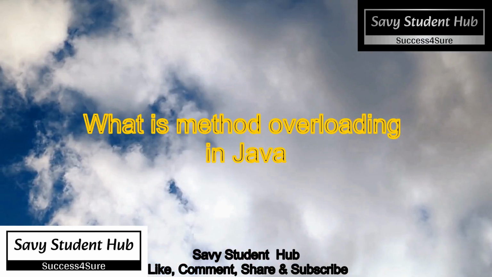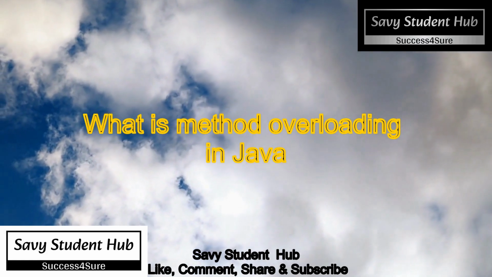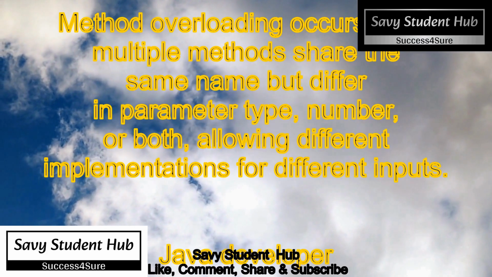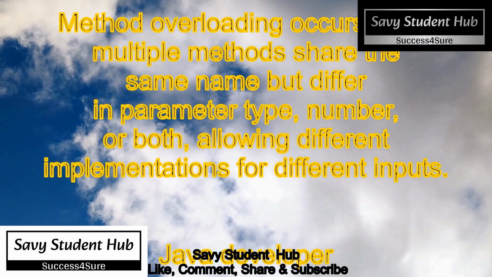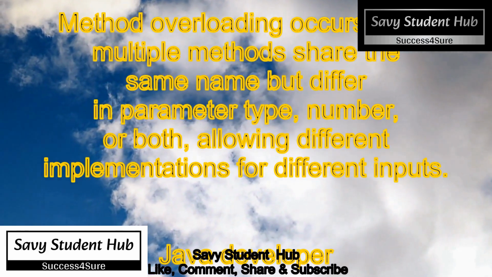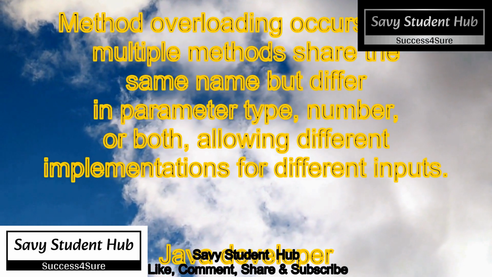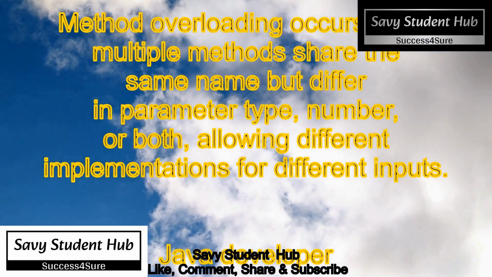What is method overloading in Java? Method overloading occurs when multiple methods share the same name but differ in parameter type, number, or both, allowing different implementations for different inputs.